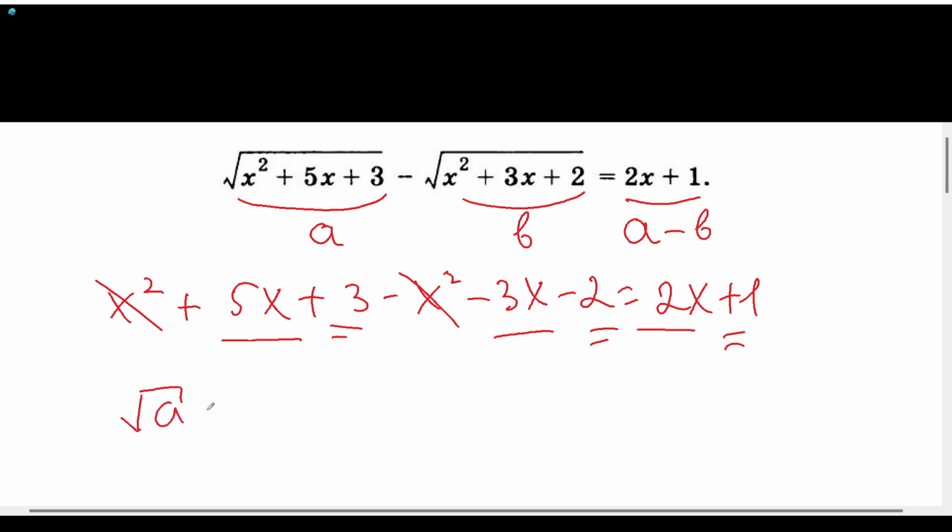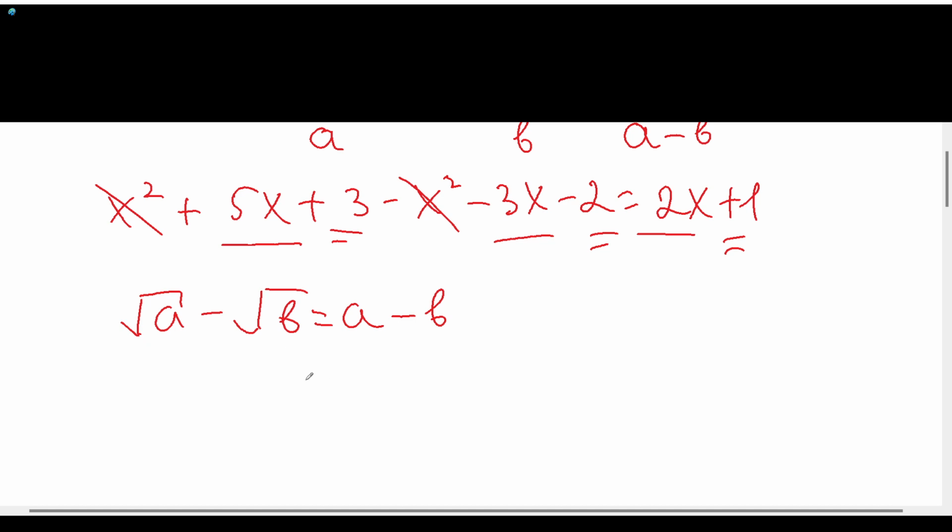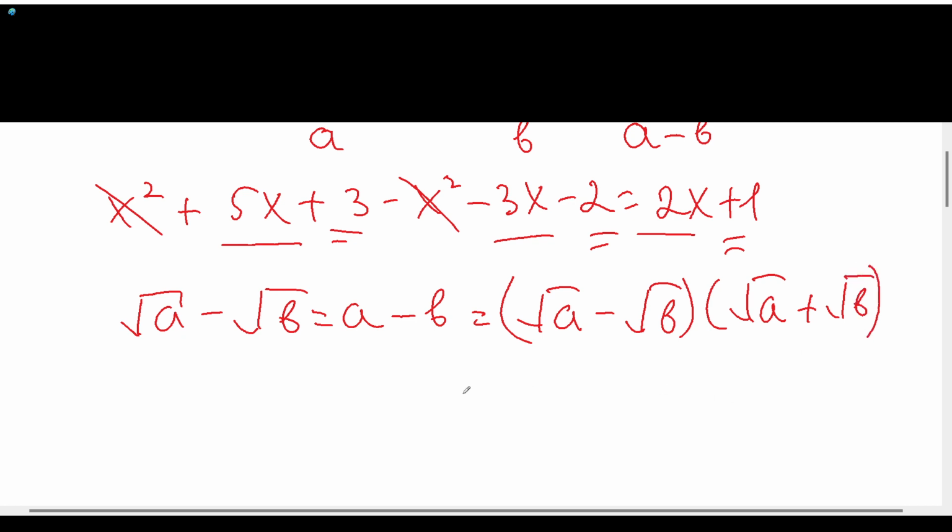So square root of a minus square root of b will be equal to a minus b. Next step is to know that a minus b will give us square root of a minus square root of b times square root of a plus square root of b. This is obvious, and we can just cancel these two expressions and get that square root of a minus square root of b has to be equal to 0.